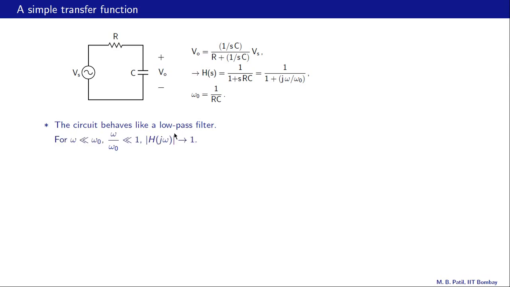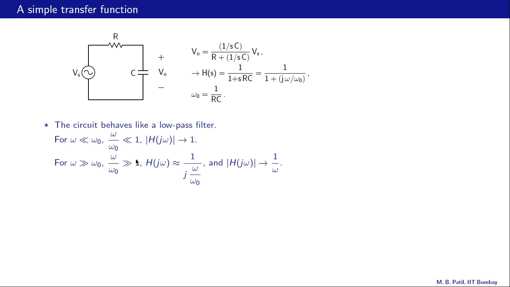And why does it behave like a low pass filter? Let us take a look. For omega much smaller than omega 0, this is the low frequency region, now the transfer function is approximately 1 because this component is very small compared to 1. So therefore there is no reduction in VO. So VO and Vs are nearly equal.